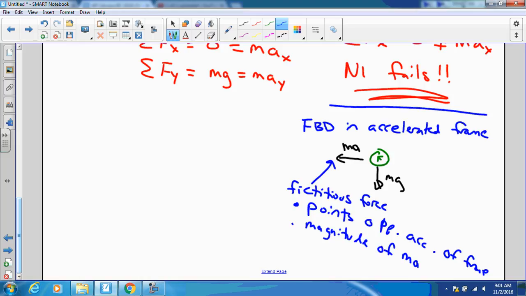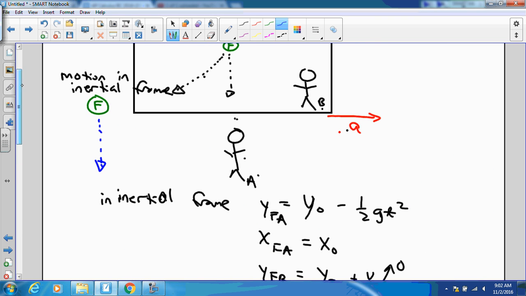Okay, so how does this actually work out when we do our analyses of problems? Let's complete this thought. If we add our fictitious force in, now our Newton's law is that the sum of forces in the x direction is equal to negative ma. That's the acceleration of the frame right here, which is equal to mass times acceleration in the x direction of the frog. So we observe that the frog experiences an acceleration of negative a, consistent with our diagram right here.